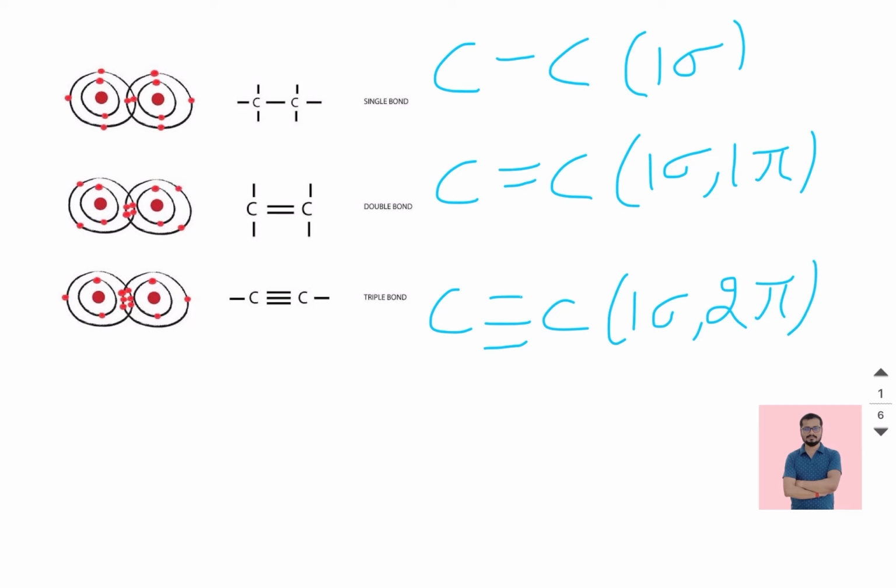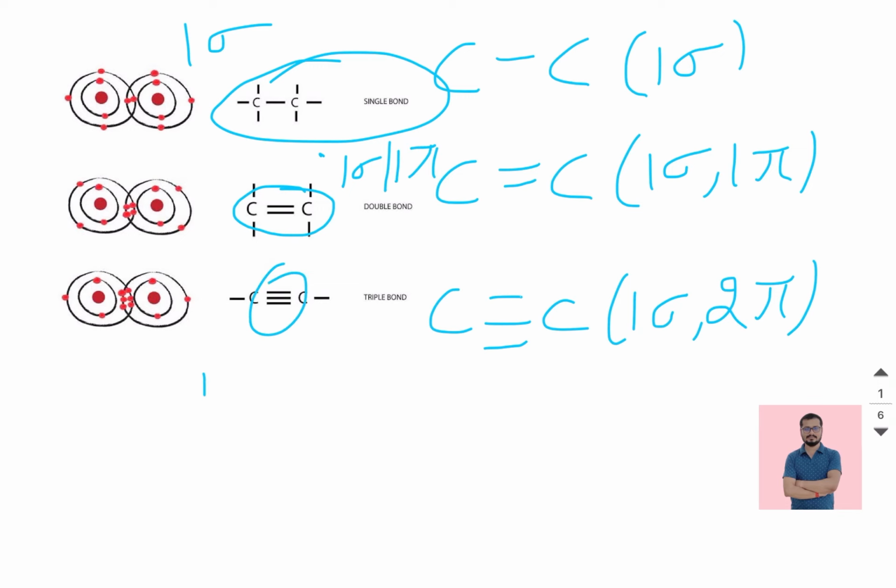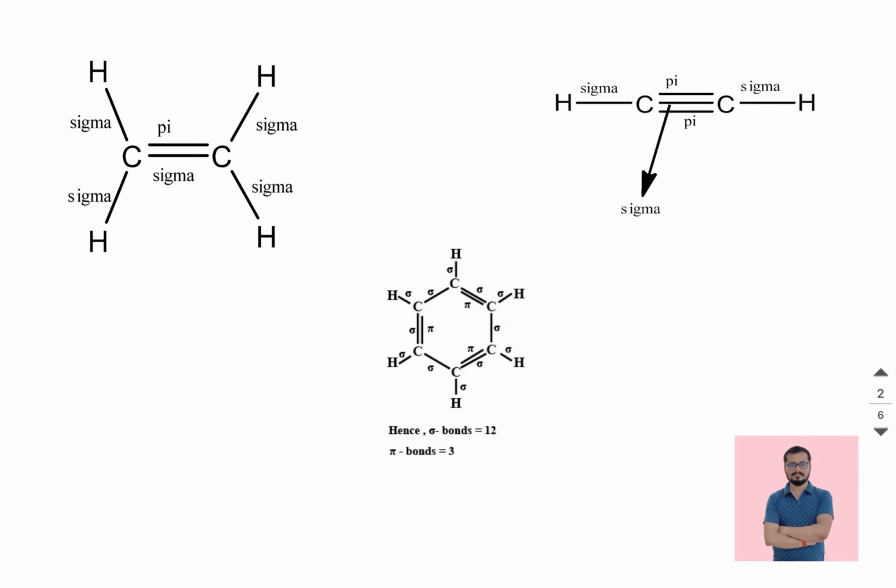So we can calculate the number of sigma bonds and pi bonds from the number of single, double and triple bonds. If we are given a single bond, then it has only one sigma bond. If given a double bond between carbons, then it is one sigma and one pi bond. And for a triple bond, one sigma and two pi bonds. So easily we can calculate the number of sigma bonds and pi bonds.